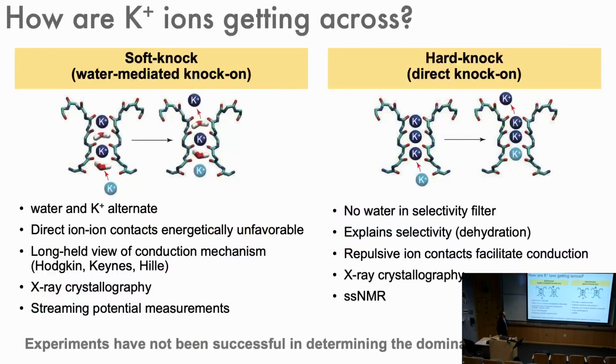And first, I'm going to introduce the question of ion transport. It has been proposed that ions move through the channel being separated by water molecules. It has been supported by some experiments, for example, in streaming potential measurements. Those measurements show that water actually comes out of the channel. So it's not just ions that go through, but water is there too. And this mechanism has come to be known as soft knock. Sometimes it's called water-mediated knock-on, but I'm going to refer to it as soft knock for short.